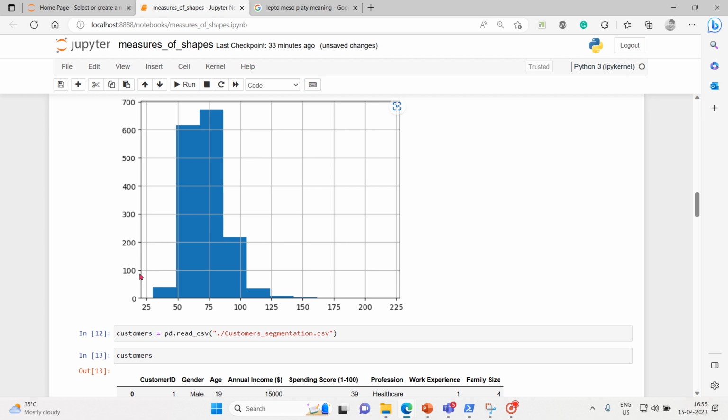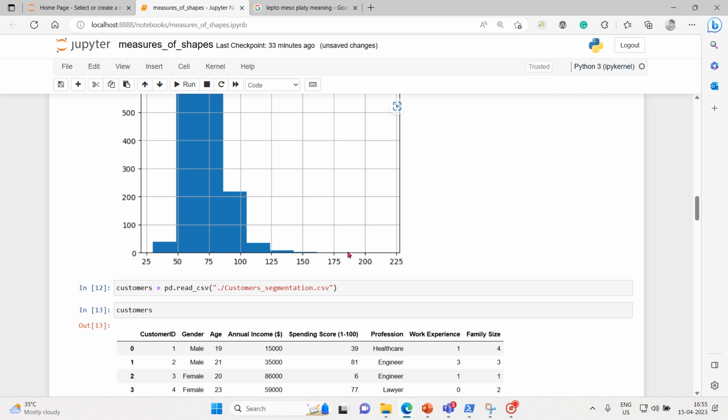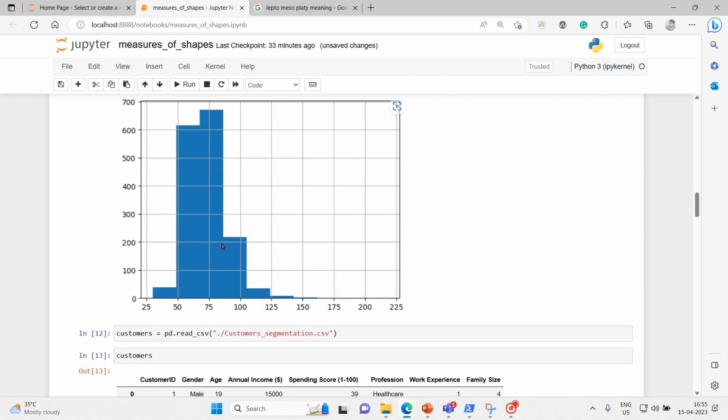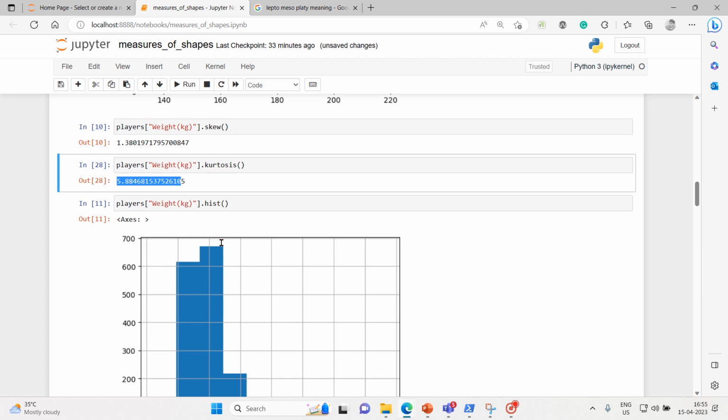Kurtosis is a degree of peakedness, and here you can see the huge amount of peak. You have a lot of data at this level, a very high peak with low tails. You compare both. This is mesokurtic. This is leptokurtic. A data set with a positive kurtosis is called leptokurtic, which means it has heavy tails.